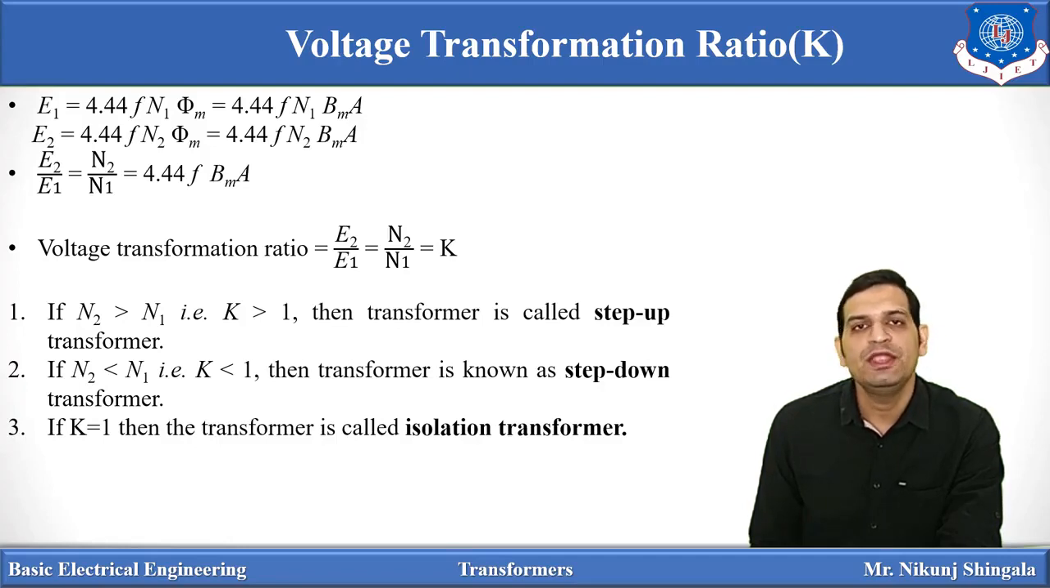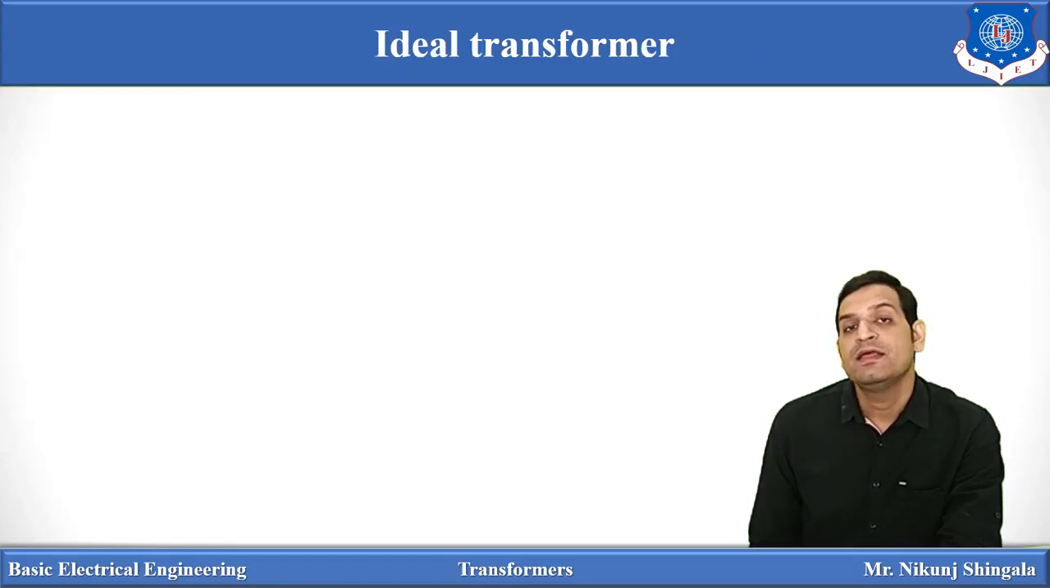N1 is equal to N2, E2 is equal to E1. Then that transformer is known as an isolation transformer. Now moving towards the ideal transformer. So first let us understand which are the properties of the ideal transformer.